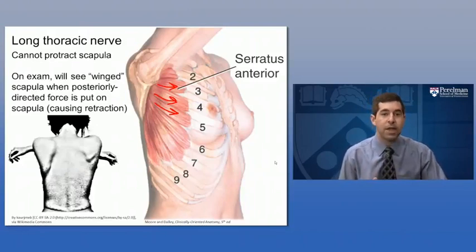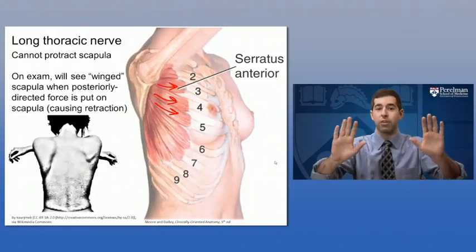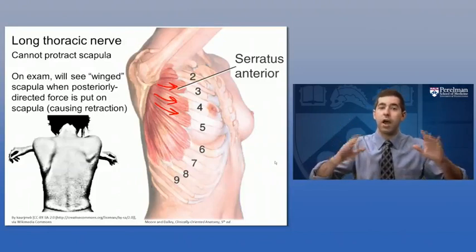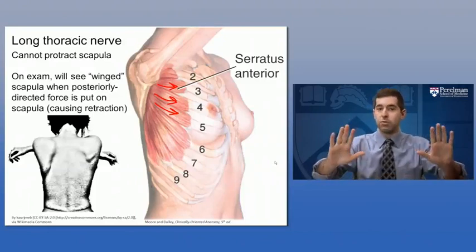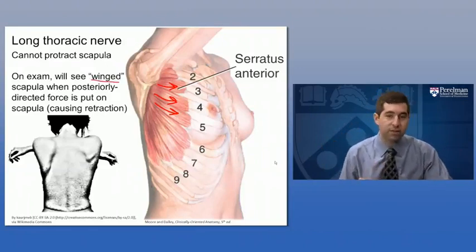On exam, if somebody had an injury to the long thoracic nerve, one of the ways we may test for this is ask them to support some weight on a wall. We may have them standing with a wall in front of them, ask them to place their hands on that wall, and to essentially allow themselves to rock forward, trying to keep their body stable, to essentially do a push-up on the wall. And when we do that, we may see some winging of the scapula.